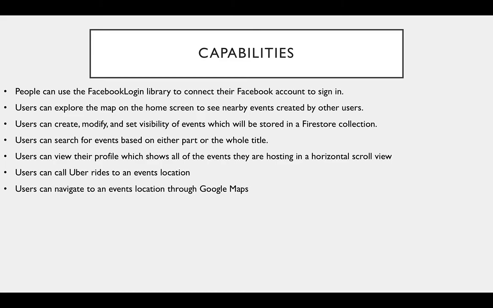Quick look at what some of the capabilities are for the application as of right now. People are able to use the Facebook login service to connect their Facebook account as a sign-in method. Users can explore the main home map to see nearby events that are currently available, created by other users.